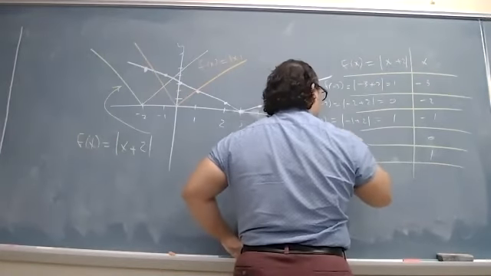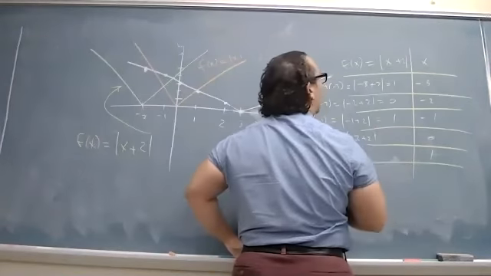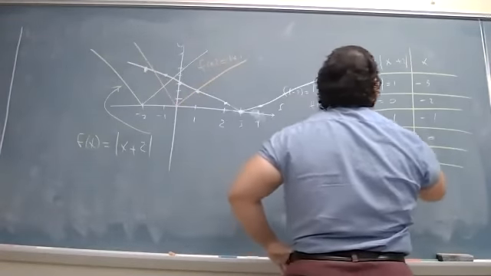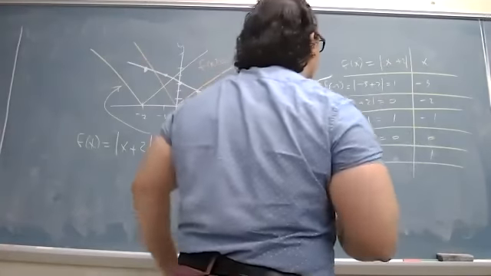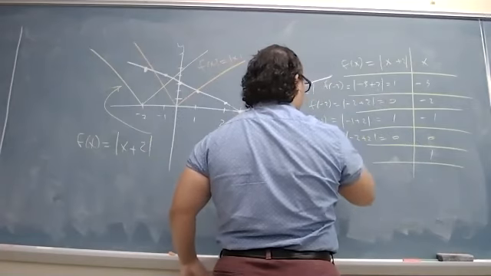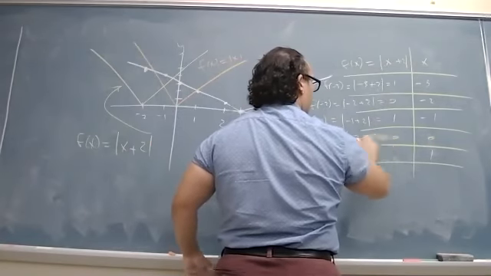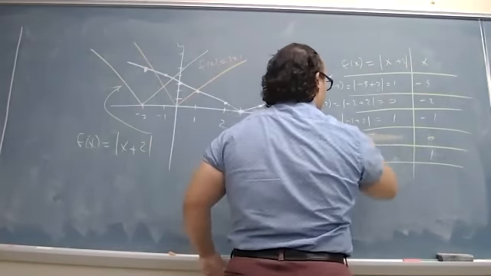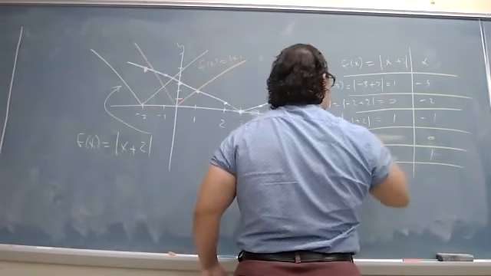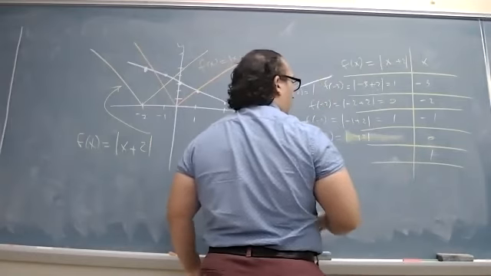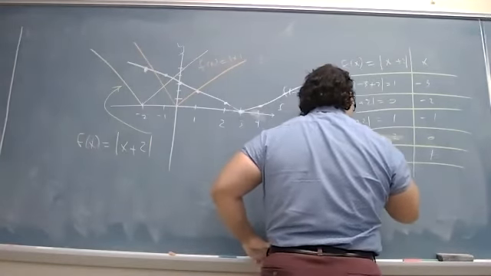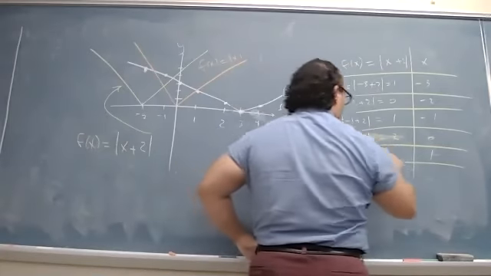Oh wait, this is negative 1, this should have been 0. f of 0. So actually, this is changed. f of 0 is the same thing as 0 plus 2 absolute value, which is 2 absolute value, which is 2. And f of 1 is 1 plus 2, which is 3 absolute value, which is positive 3.